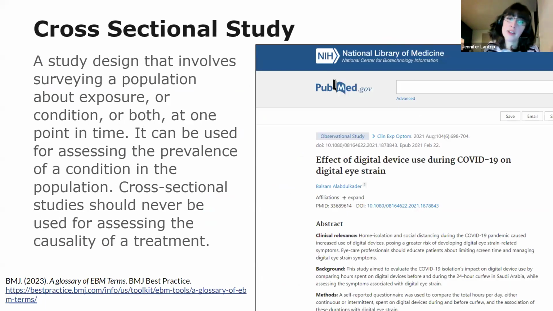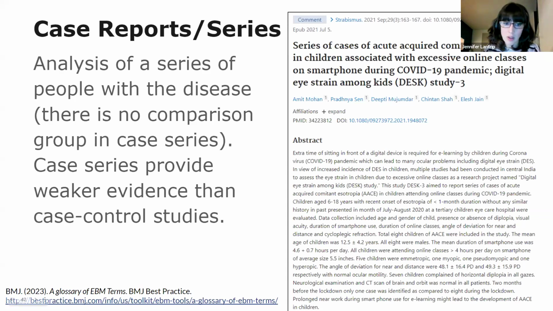And cross-sectional studies are a weak study design, grade D. They involve surveying a population about exposure or condition or both at one point in time. They can be used for assessing the prevalence of a condition in the population, but should never be used for assessing the causality of a treatment. Finally, case reports or case series are analysis of a series of people with a disease where there is no comparison. They are also a low level of evidence.